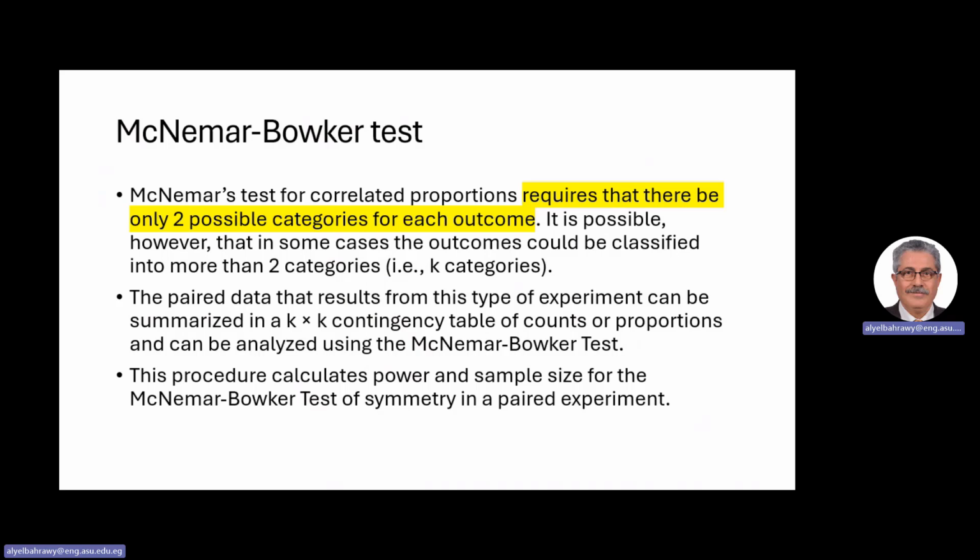The McNemar test for correlated proportions required that there be only 2 possible categories for each outcome. It is possible, however, that in some cases the outcomes could be classified into more than 2 categories, like K categories. The paired data that results from this type of experiment can be summarized in a K by K contingency table or matrix of counts or proportions, and can be analyzed using the McNemar-Bowker test. This procedure calculates power and sample size for the McNemar-Bowker test of symmetry in paired experiments.